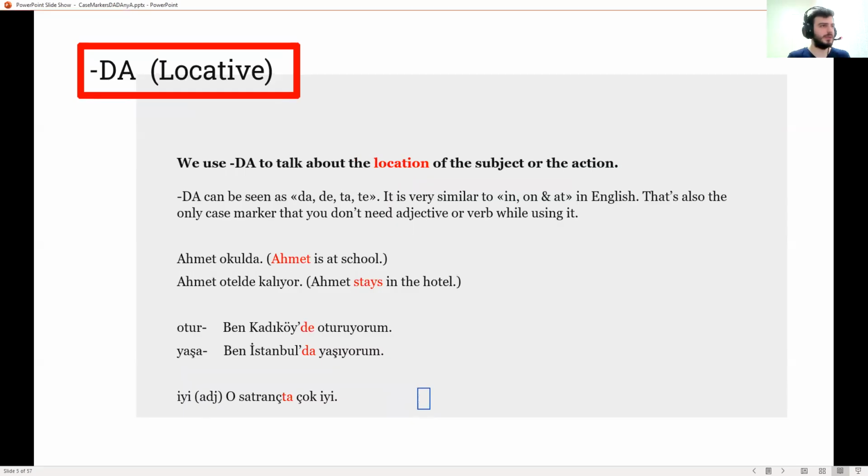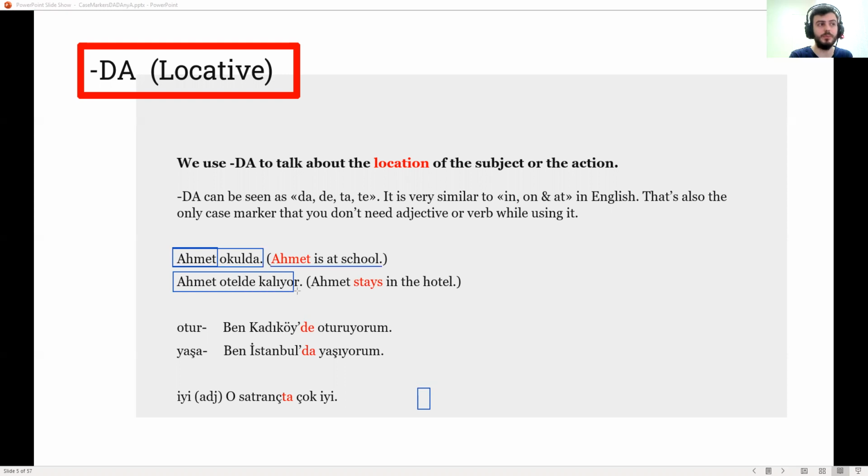Okay, so I'm going to start with the first case marker, and I want to talk about the locative case. Locative case basically gives me the location of the subject or the location of the action, like where the thing takes place. So it's the only case marker that we can use with a subject directly. It doesn't have to have a verb, sorry, it doesn't have to have an object as well. You can basically say, Ahmet okulda, and that's a full sentence. Ahmet is at school. I'm telling you about the position, the location of Ahmet.